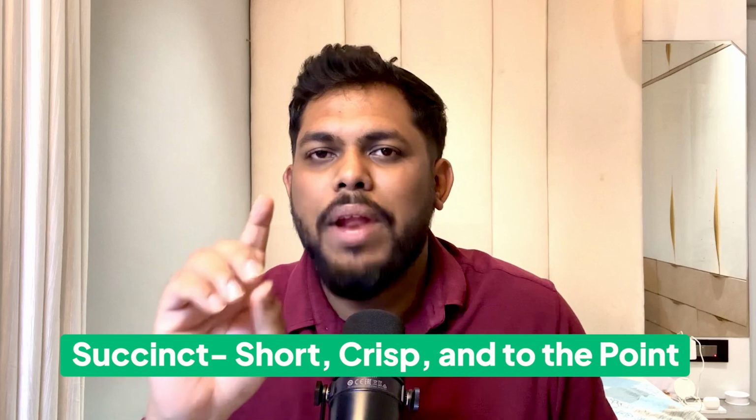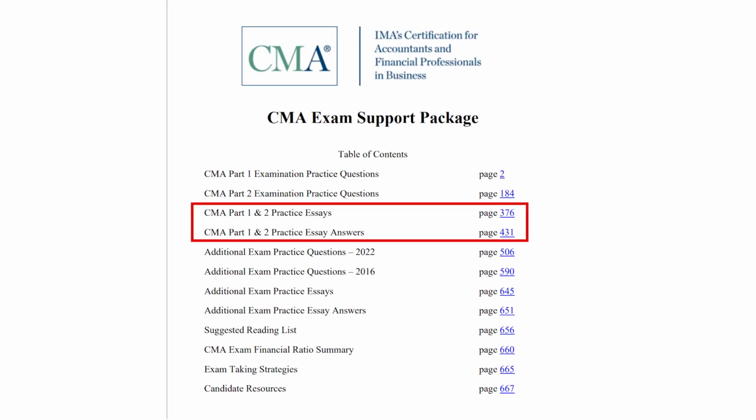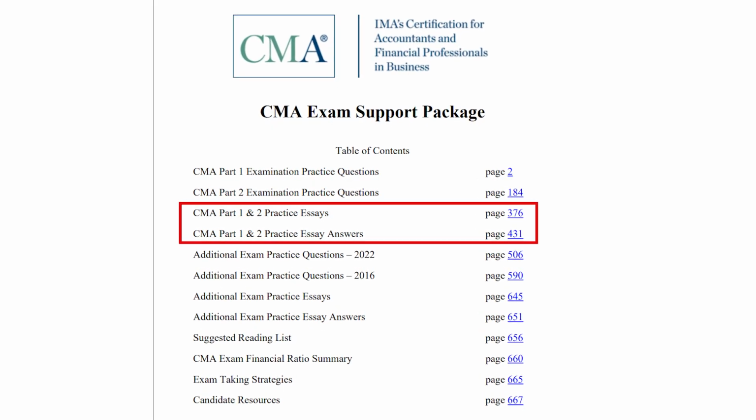And the best way to practice them is, there are a lot of solved case studies in the IMA support package. So the best way to practice, understand the style of writing, expectations, everything is based out of support package. If you're someone who's preparing for the exam, please refer to these case studies from support package. But I hope now you have a complete idea around how the ecosystem of CMA exams work.